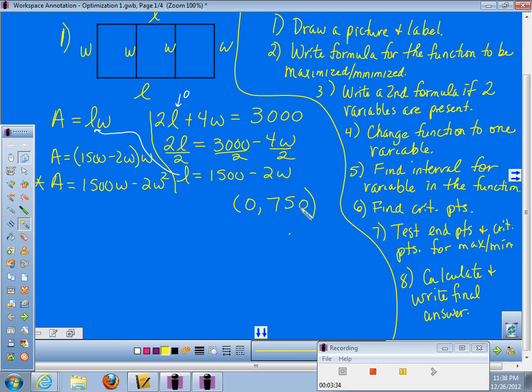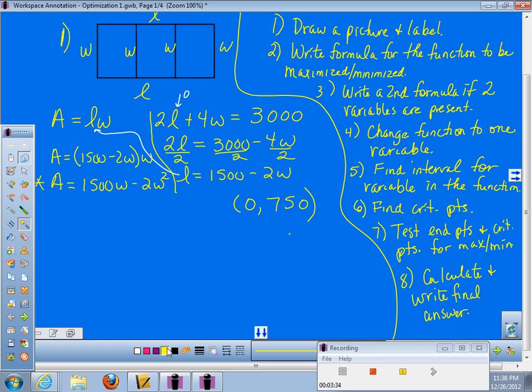It can't equal 750 because that would actually give me an area, once again, of 0. So it's parentheses from 0 to 750. That, for a lot of people, is the hardest part, coming up with the interval. Okay, now, the rest of it's just do the calculus.